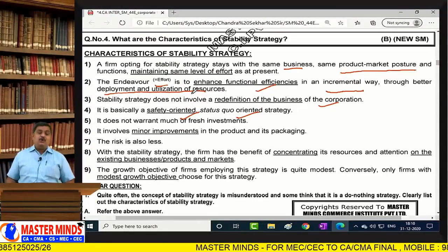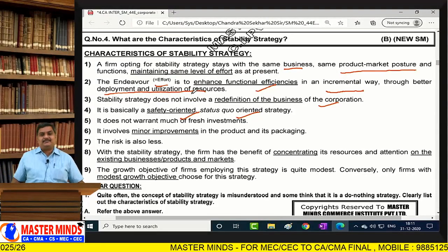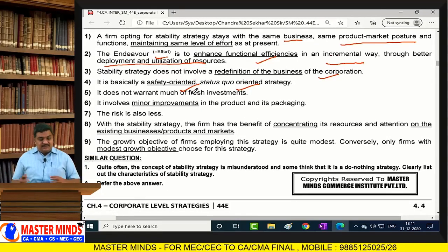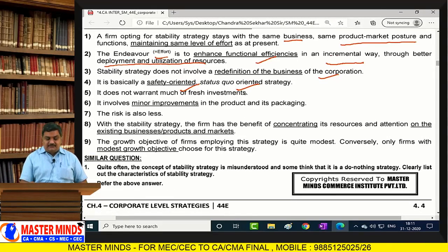What happens if you go on expansion all the time? You cannot manage your business. That we will learn in the coming questions. So it does not warrant much fresh investment.